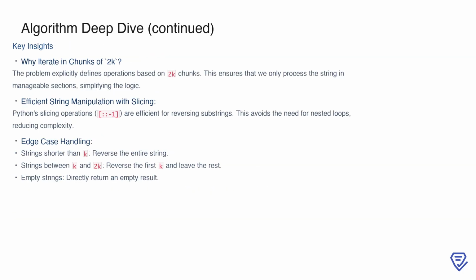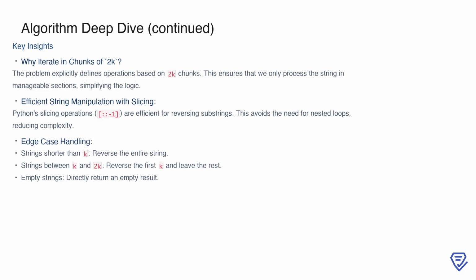The logic behind iterating in chunks of 2k is rooted in the problem's requirements. By dividing the string into fixed sections of 2k, we ensure that the operations are performed in a structured and consistent manner, simplifying the implementation. Python slicing operations, such as ::-1, are particularly effective here as they allow us to reverse substrings efficiently without relying on nested loops, keeping the algorithm straightforward.